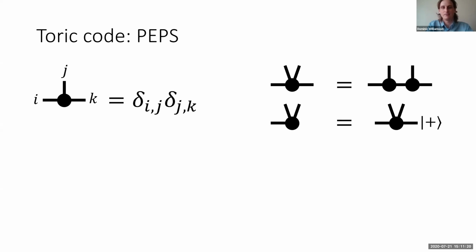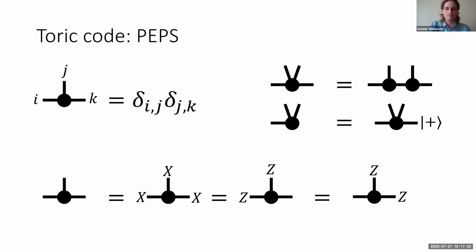It has this sort of blob property that if you put two together, you get a larger delta tensor. And it also has this kind of pruning property. If you stick in a plus state on one of the legs, you get rid of it basically, and just get the delta tensor on fewer legs. It also has these symmetries. And basically you can flip all of the legs at once, and it'll be the same tensor, or you can apply a Z operator to any pair of legs.